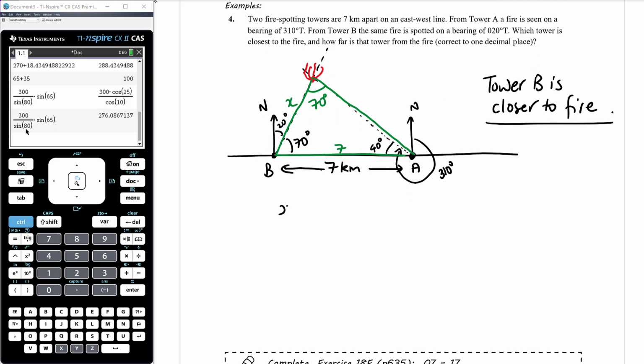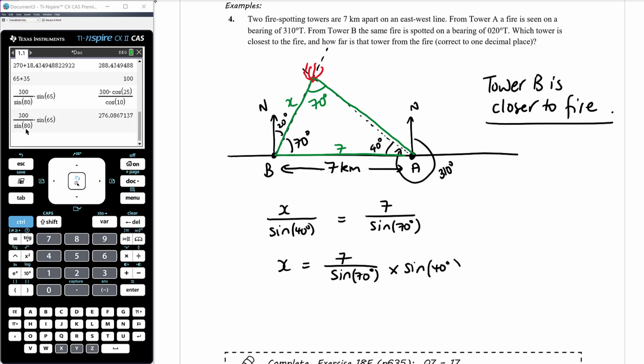Okay, so therefore, if we use sine rule, x over sine of 40 degrees is equal to 7 over sine of 70 degrees. 70 degrees, not 700. And so x is going to be 7 over sine of 70 times sine of 40. 7 divided by sine 70 times sine 40. Control enter. And so x is 4 point, what accuracy would we want? 1 decimal place, 4.8 kilometres.